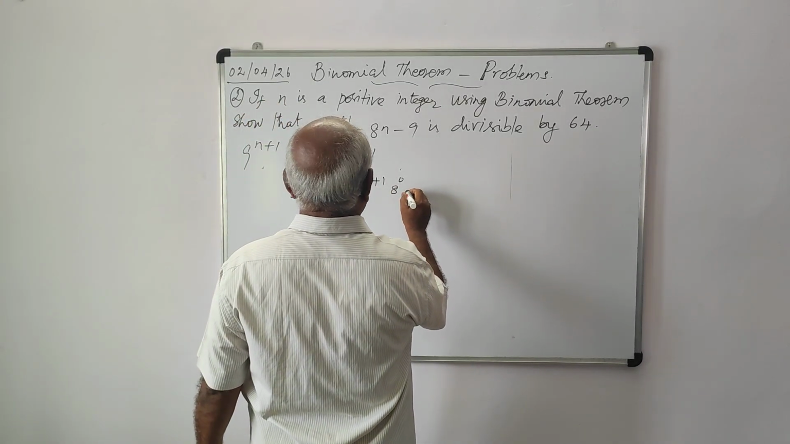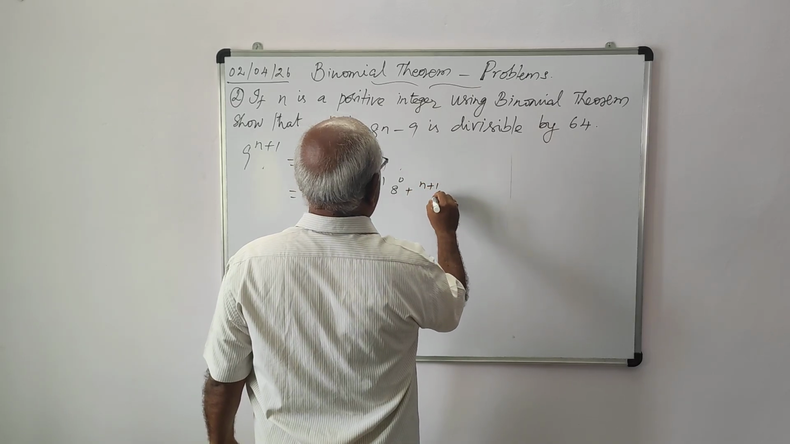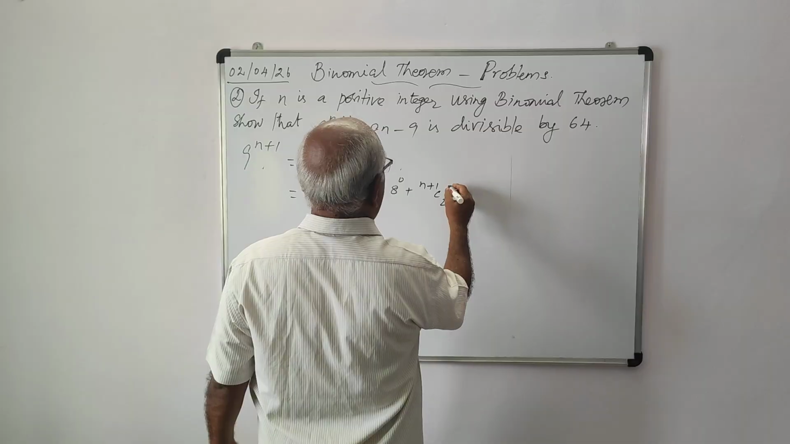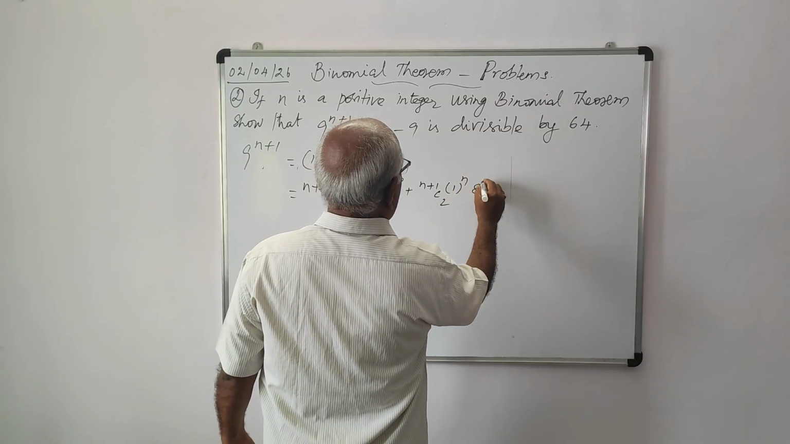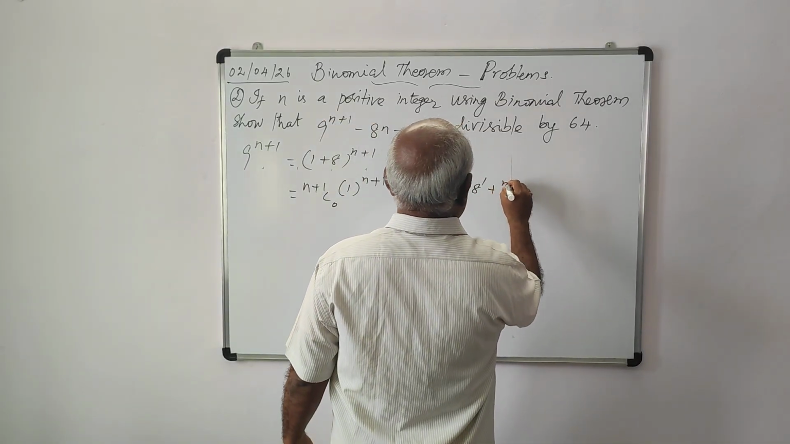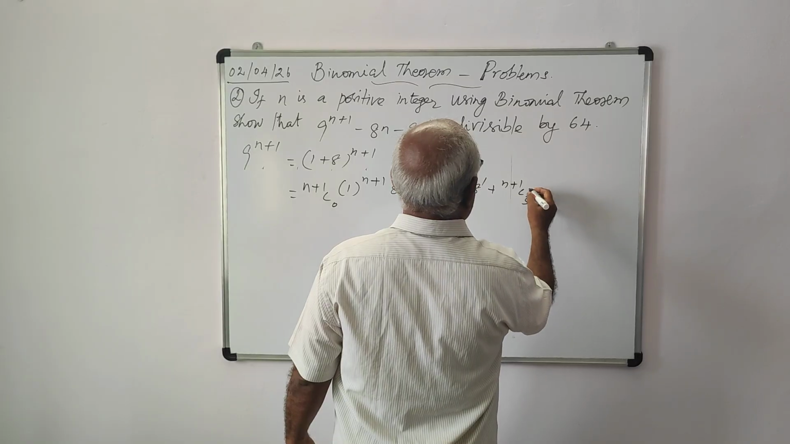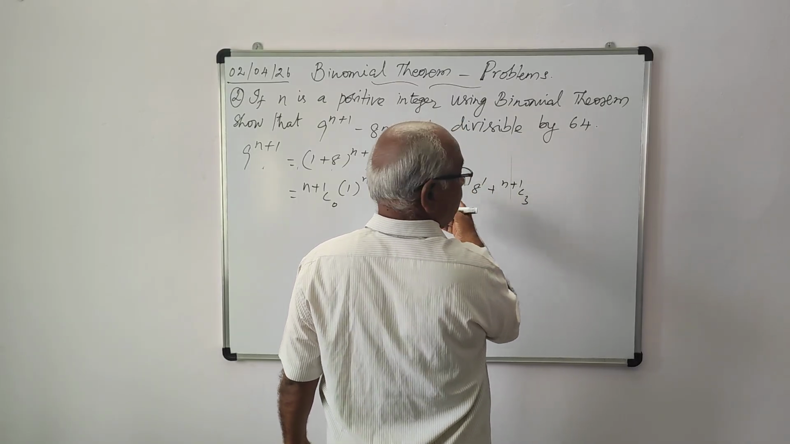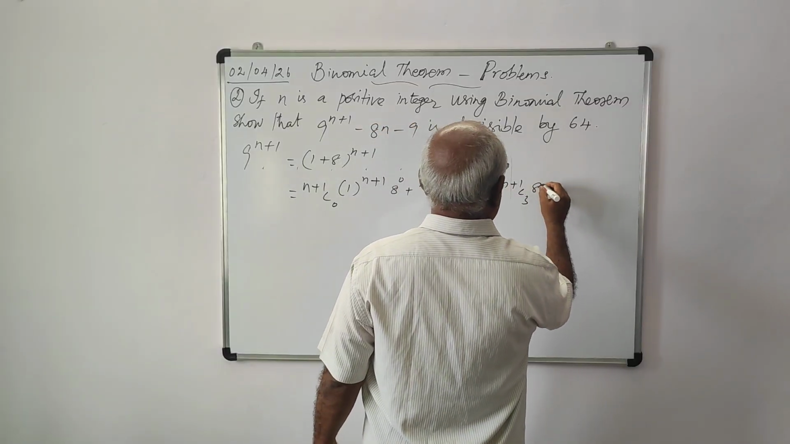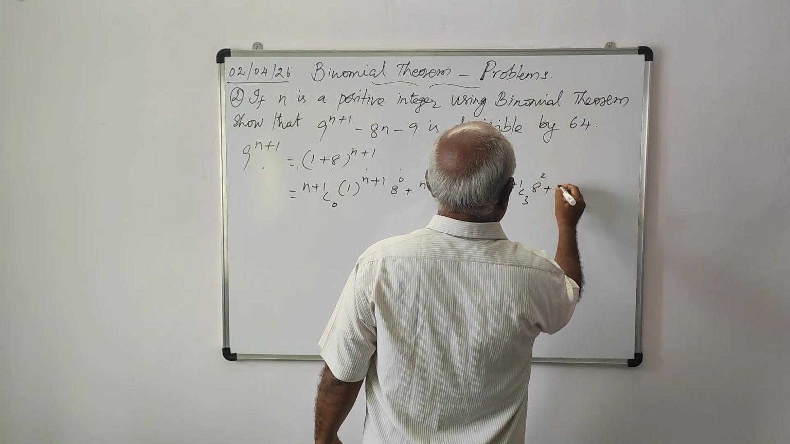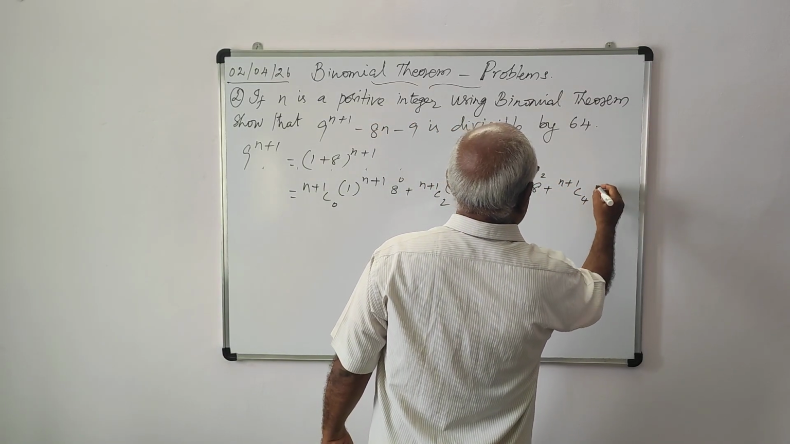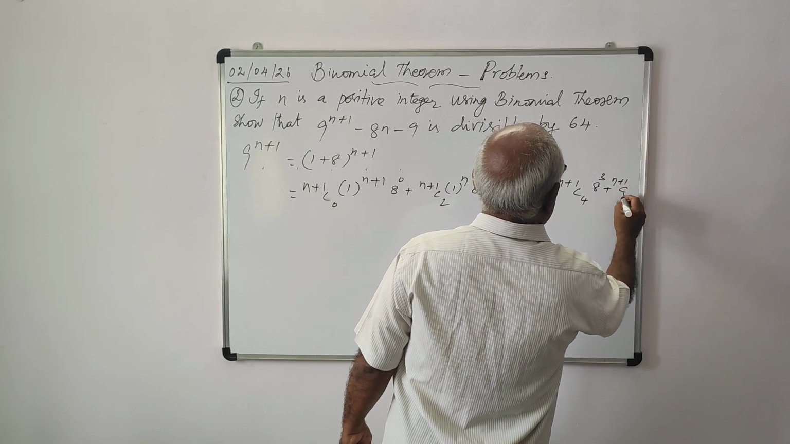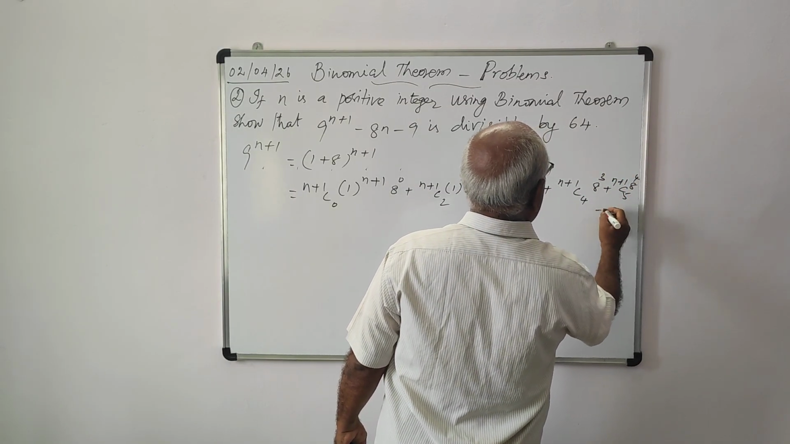Plus n plus 1 C2 minus 1 power n, அதை ஒன்று குறைச்சிருக்கோம், 8 power 1, plus n plus 1 C3, 1 power n minus 1. அது போட வேண்டியதில்லை, ஏன்னா anything power positive integer என்றதால் 1 தான் வரும், 8 square. அப்புறம் plus n plus 1 C4 8 cube plus n plus 1 C5 8 power 4.